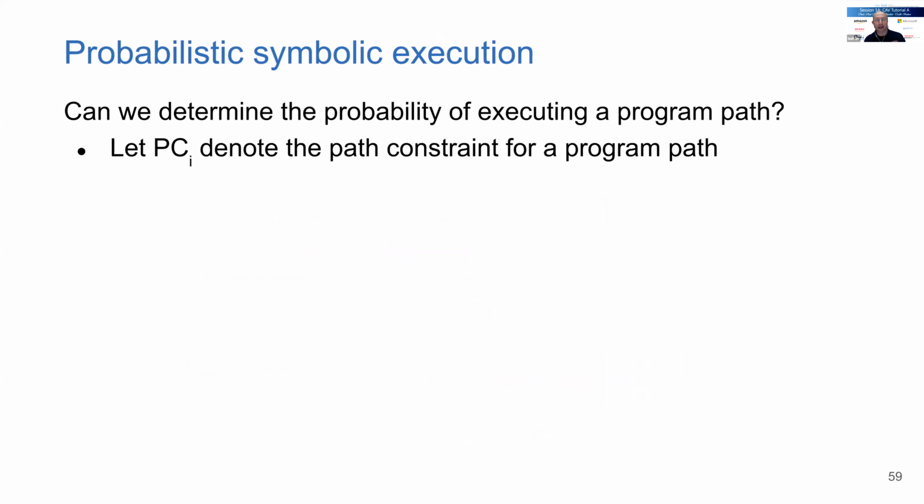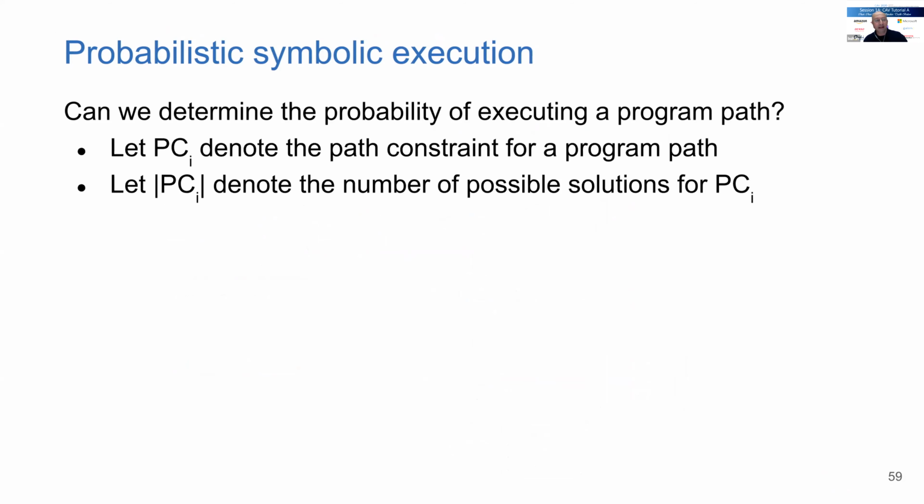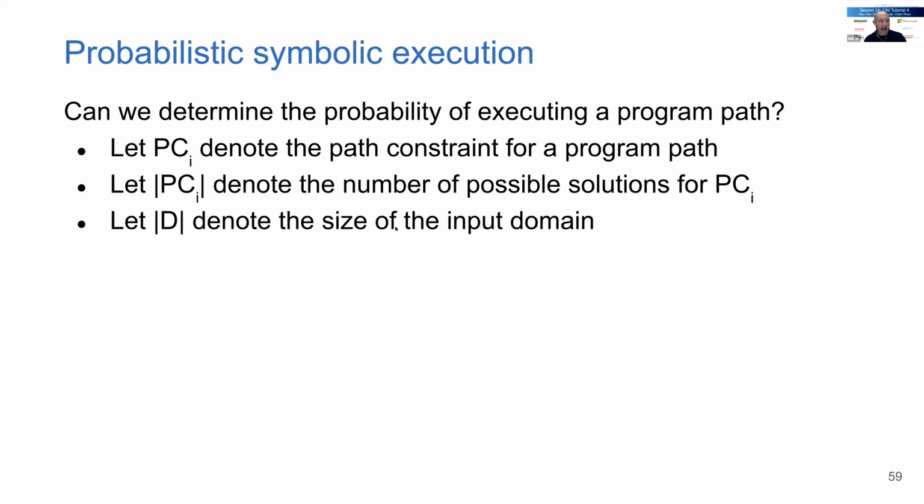Let's say PCi denotes the path constraint for the ith program path. And let's say the number of solutions to that constraint is this, right? That's the number of satisfying input values, the number of input values that make that path constraint true. It's basically just how many input values satisfy that path constraint. It's as simple as that. So let's say we have that value. And let's say D is the input domain, and we take the size of the input domain.